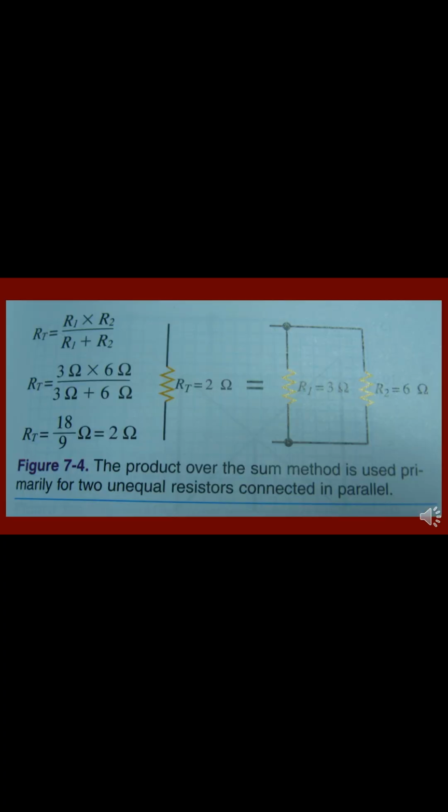In figure 7-4, a 3 ohm and a 6 ohm resistor are connected in parallel. The total resistance for the circuit is 2 ohms. The reciprocal method. The reciprocal method can be used to find the total circuit resistance when there are 3 or more resistances connected in parallel.